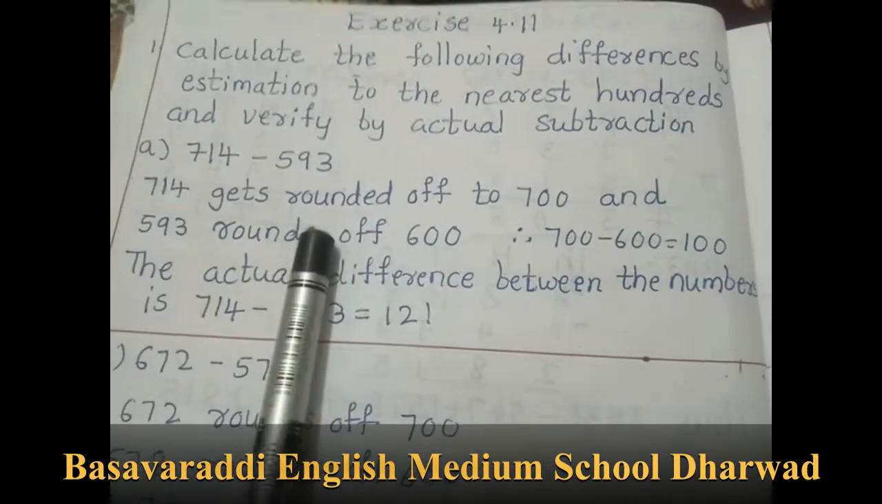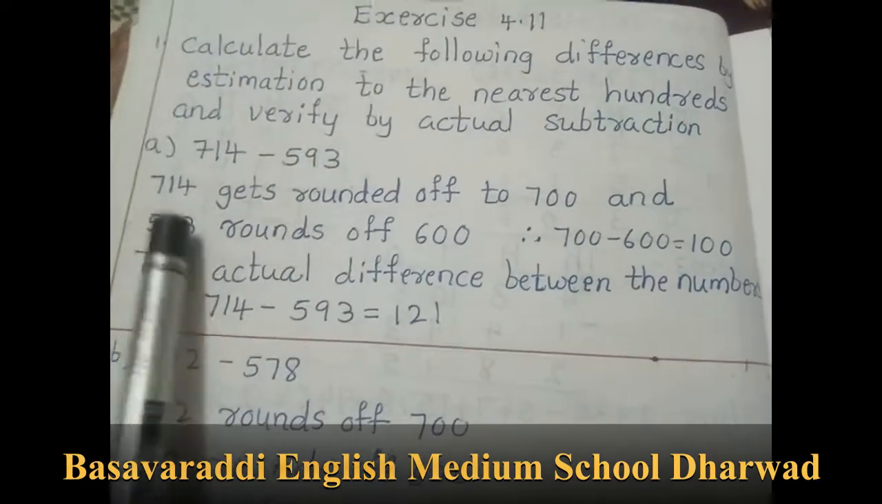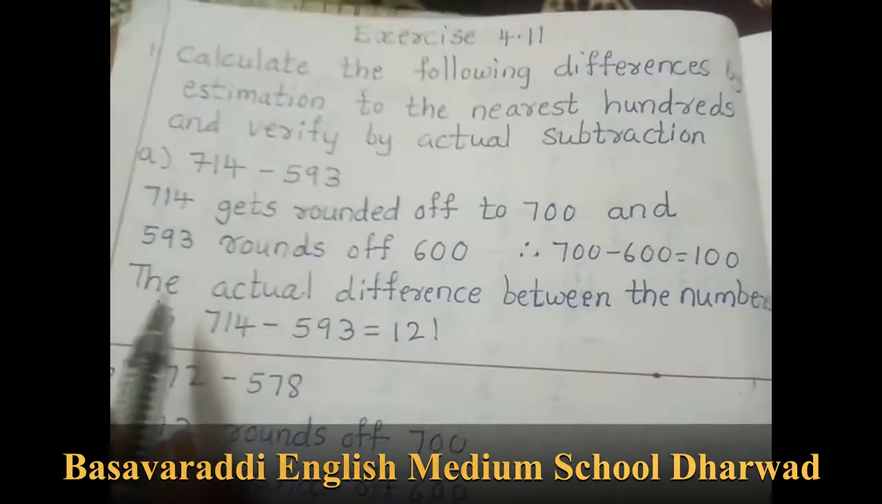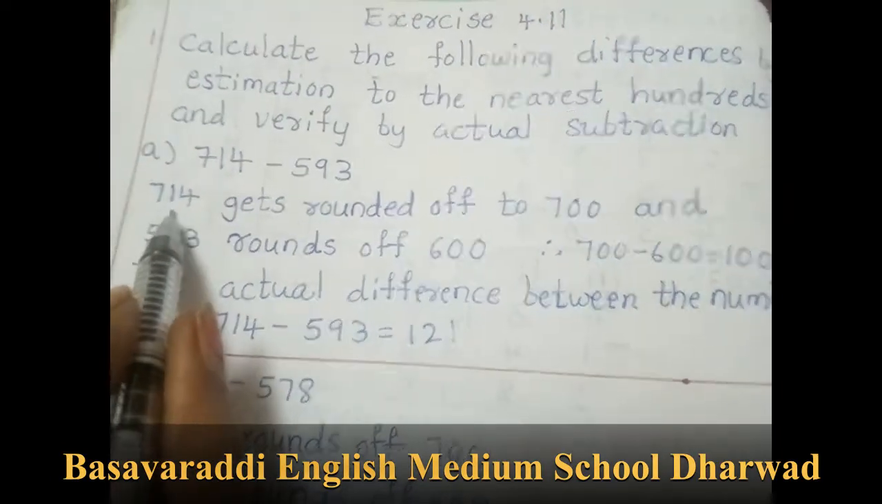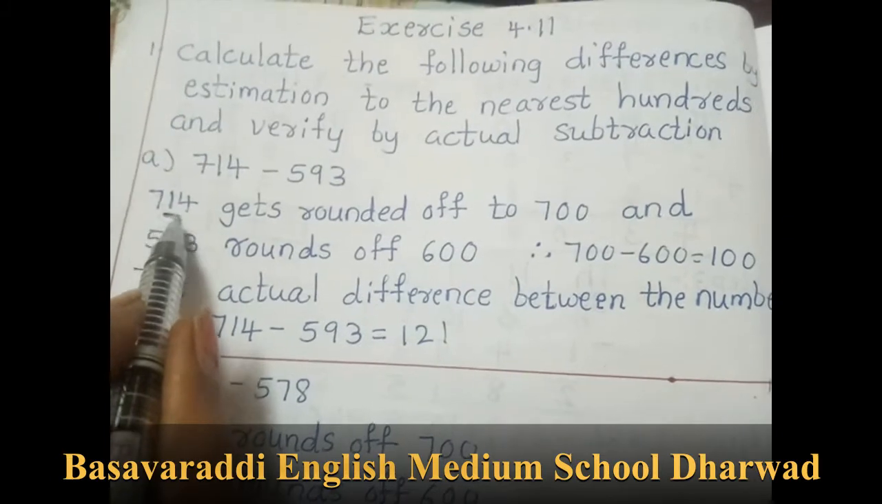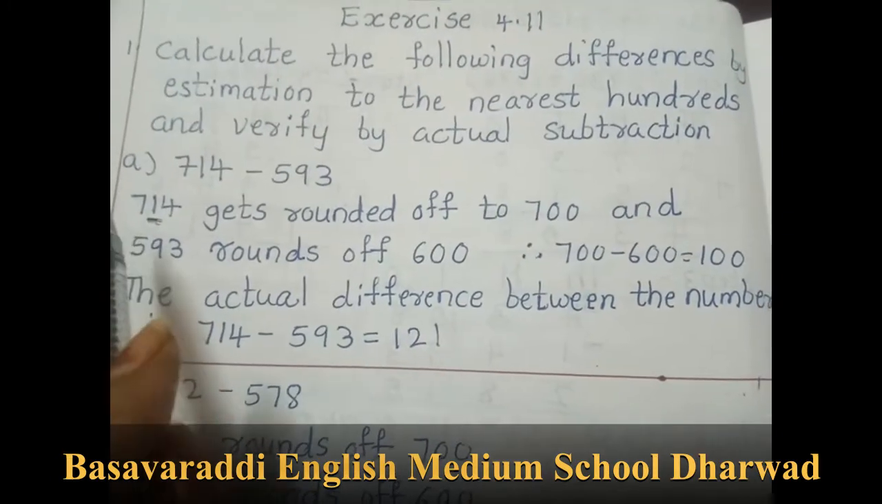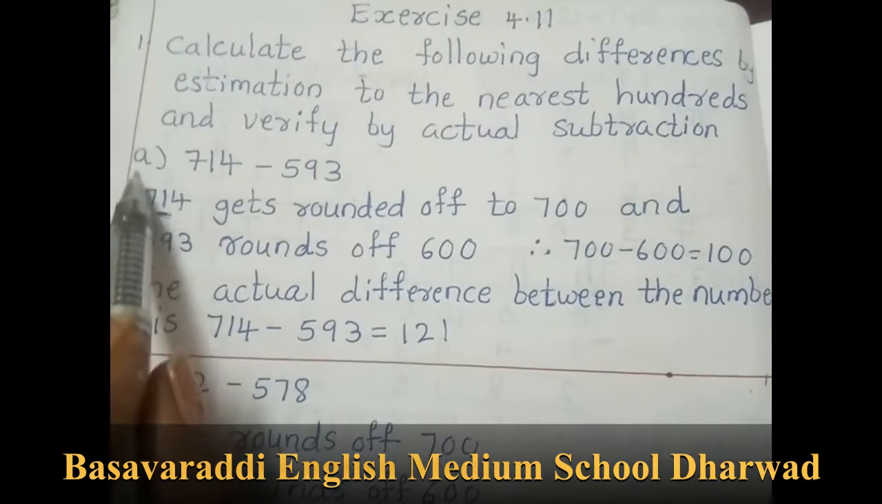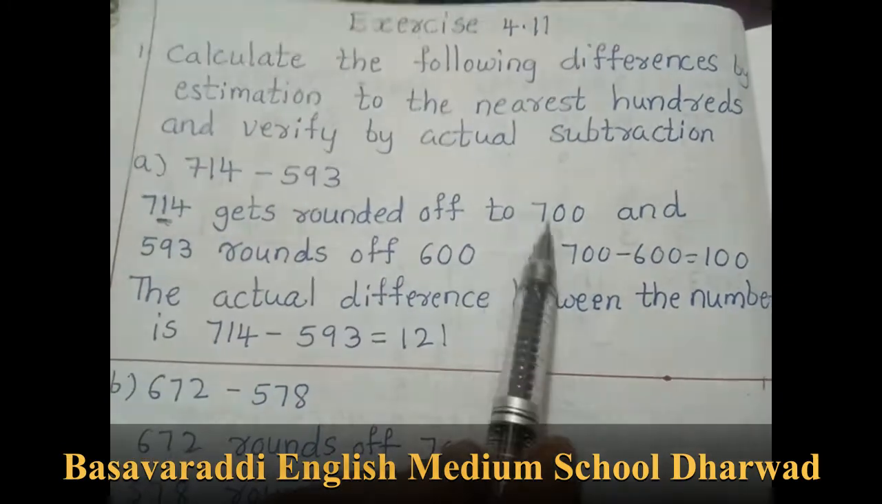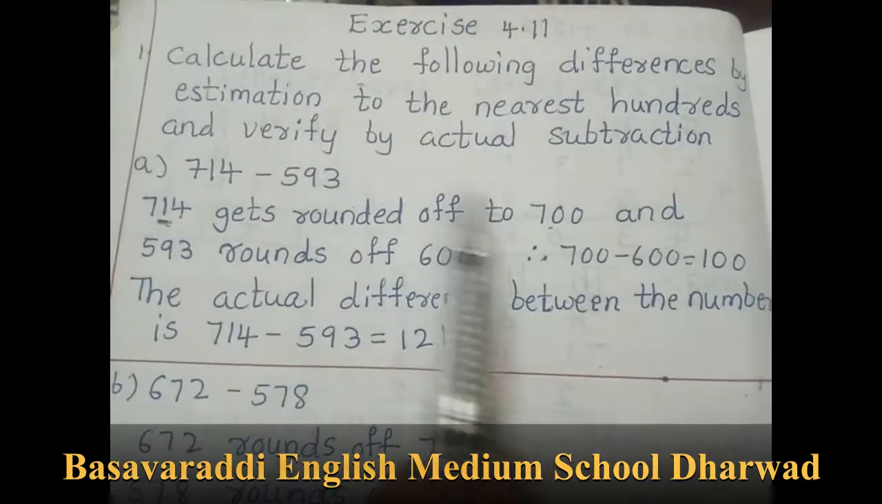714, we have to round off. So what are we doing here? They are telling us the hundreds place, so we have to see the tens place. That is a 1. 0, 1, 2, 3, 4 means push down, so nothing is changing here. So it is 7, and the tens place is 0 and the ones place is 0.